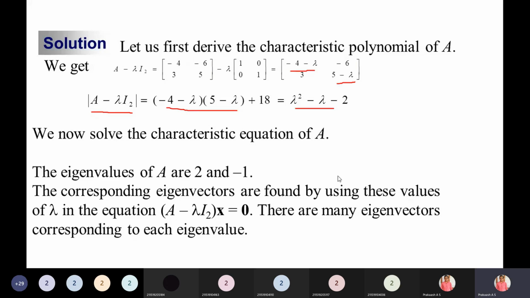The corresponding eigenvectors are found by using these values of lambda in this. There are many eigenvectors corresponding to each eigenvalue. That means what? Eigenvectors are not unique. So you understand up to this? Any doubts in this? If you have, you can ask me.